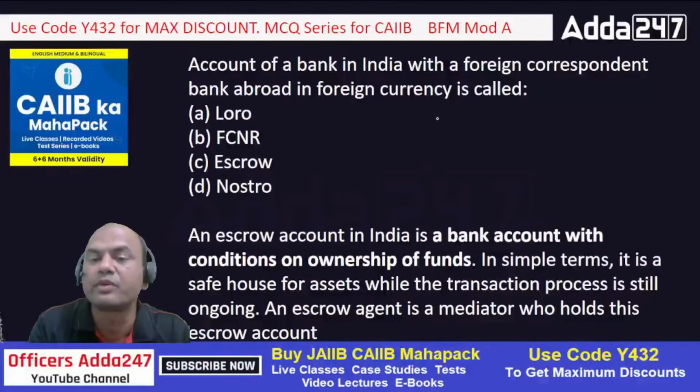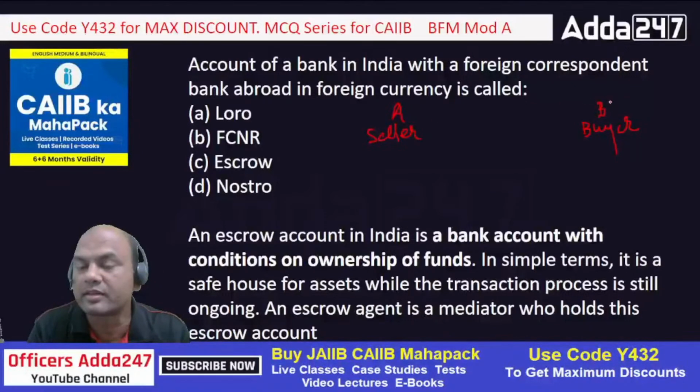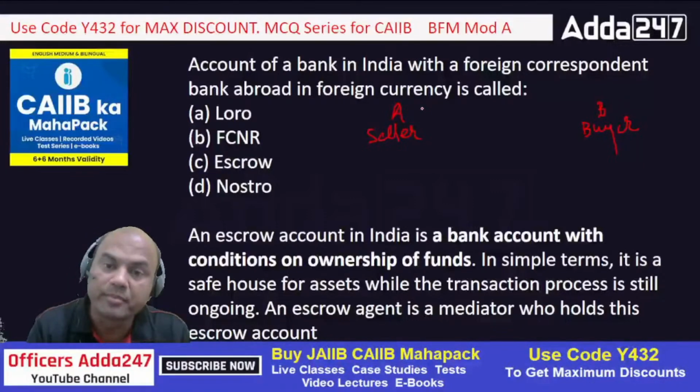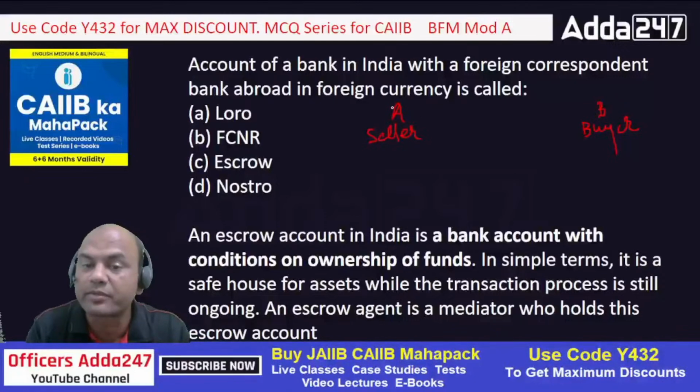Conditions of ownership means what? There is a person A, there is a person B. B is a buyer, A is a seller. Now B is afraid whether this person will send the goods correctly or not, as per the standards, and A is afraid whether B will pay him or not. So how to tackle this?